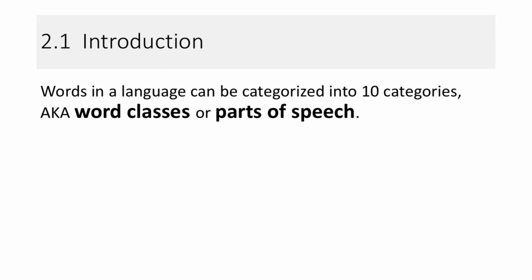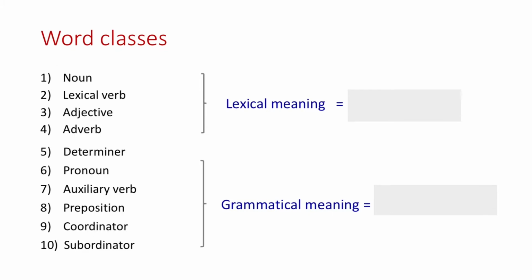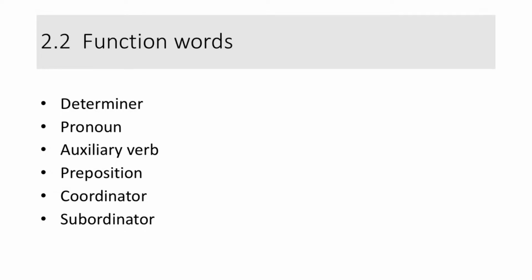Words in a language can be categorized into 10 categories, also known as word classes or parts of speech. The 10 word classes are nouns, lexical verbs, adjectives, adverbs, determiners, pronouns, auxiliary verbs, prepositions, coordinators, and subordinators. We have discussed the first 4 classes, which are considered to be content words, as they express lexical meaning. Now we are going to discuss words that express grammatical meaning, or the so-called function words. Function words consist of determiner, pronoun, auxiliary verb, preposition, coordinator, and subordinator.